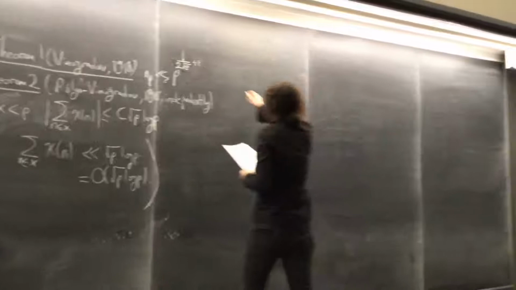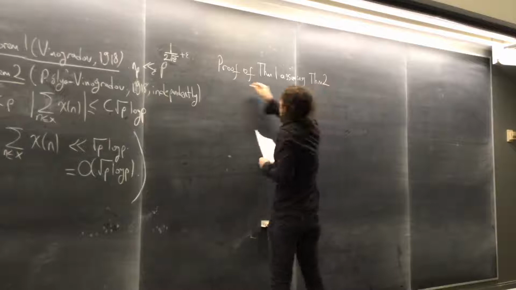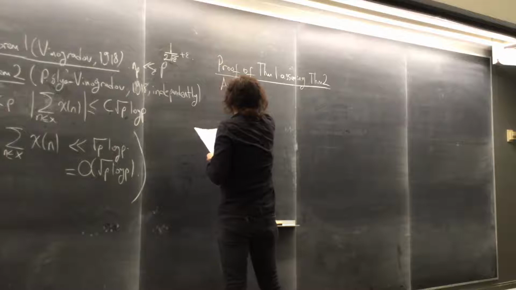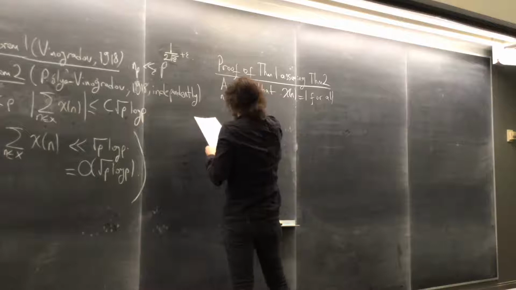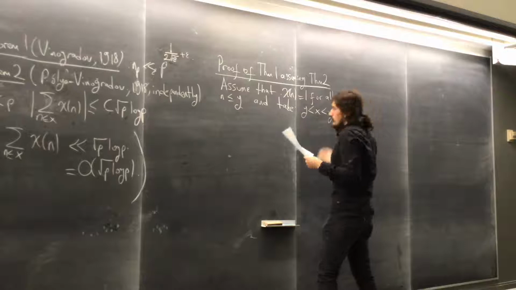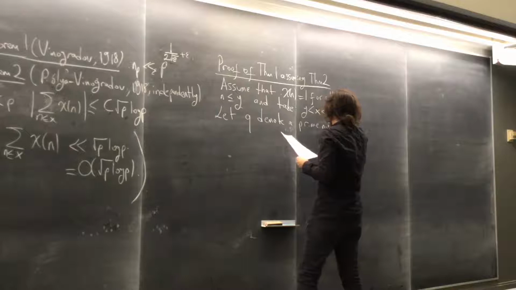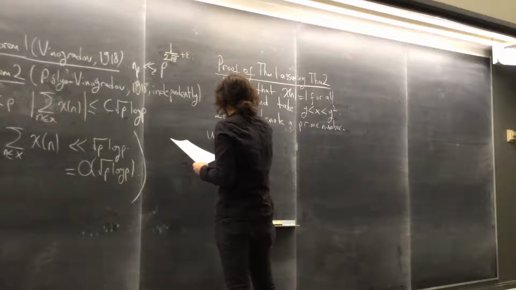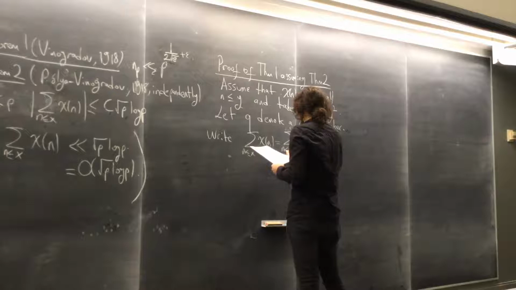Proof of theorem 1, assuming theorem 2. Assume that chi of n is equal to 1 for all natural numbers n up to some variable y. Take a real number x between y and y squared. Let q denote a prime number. Write the partial sum up to x of chi of n as the sum of two partial sums.